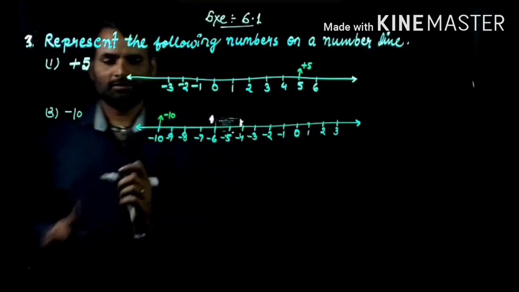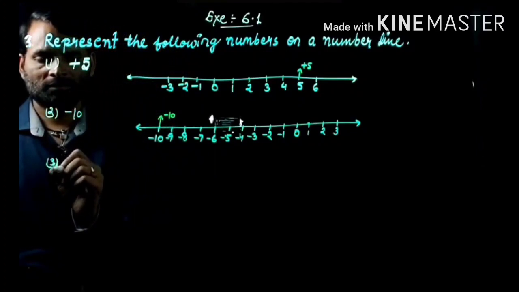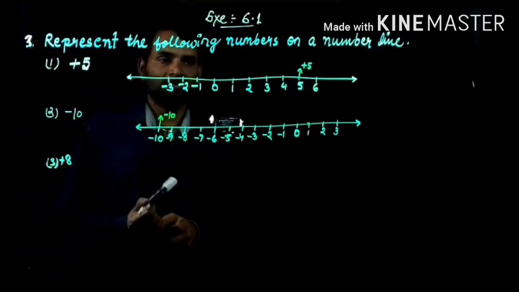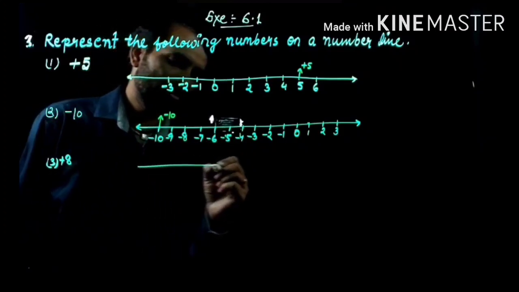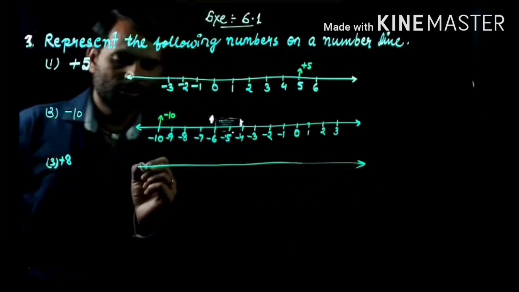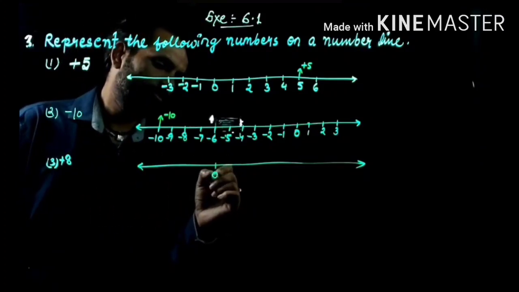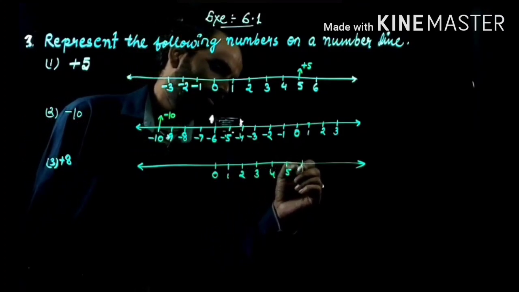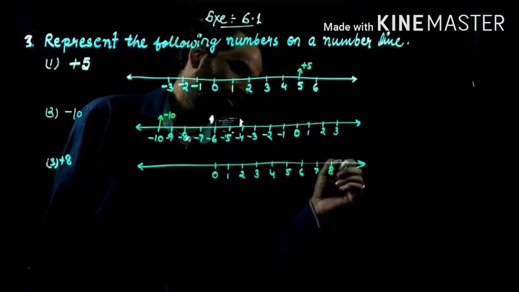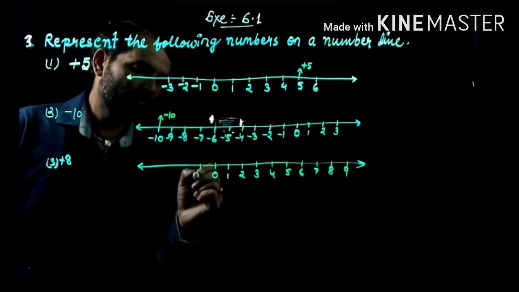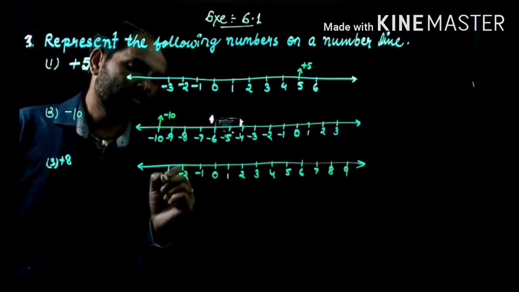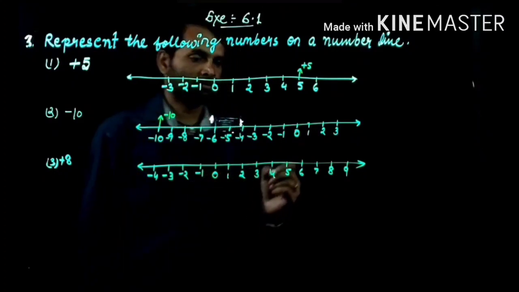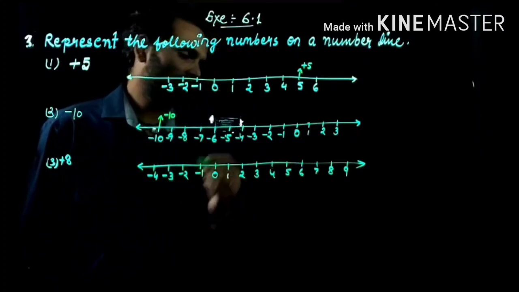Okay, next, the third is +8. Again it will be the same. First you draw the number line. You start with 0, 1, 2, 3, 4, 5, 6, 7, 8 and 9, and on the left hand side -1, -2, -3 and -4. Equal distance between two integers, and on the right hand side you write +8.